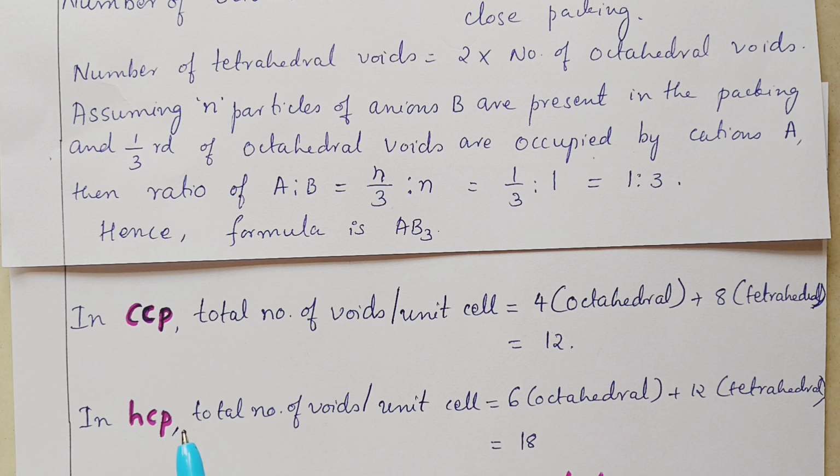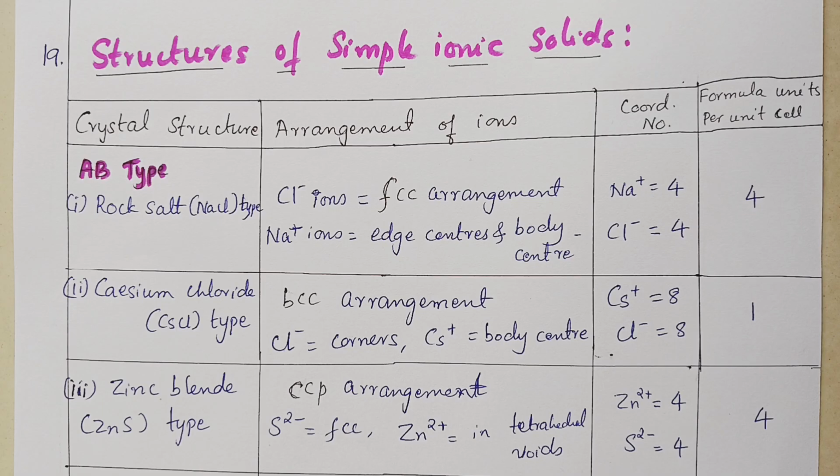In hexagonal close packing, the total number of voids per unit cell will be 6 octahedral plus 12 tetrahedral, that is equal to 18. Let's see structures of simple ionic solids. Here is a table. In the first column we have crystal structure. Then what is the arrangement of ions in that? What is the coordination number and formula units per unit cell?